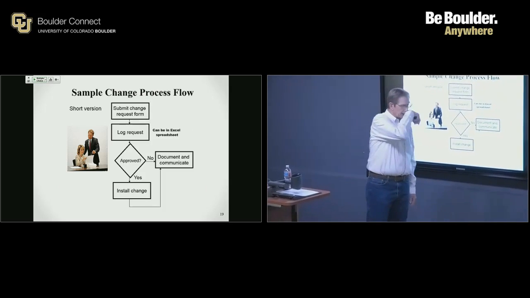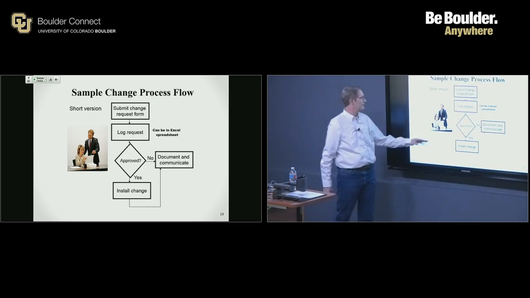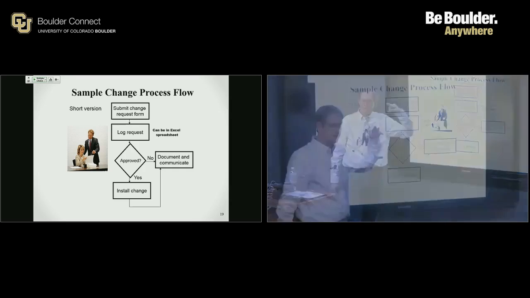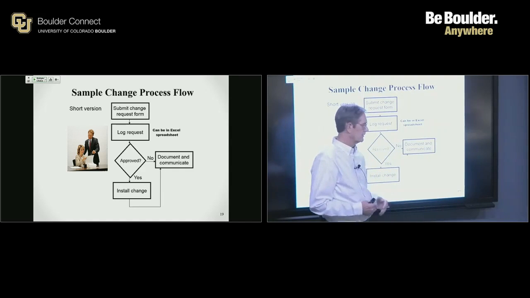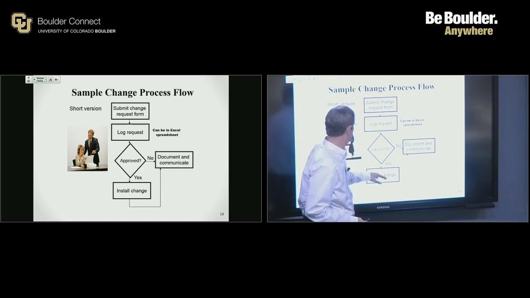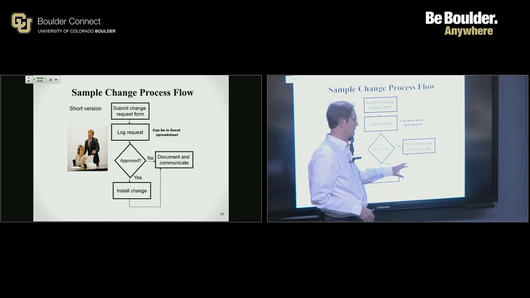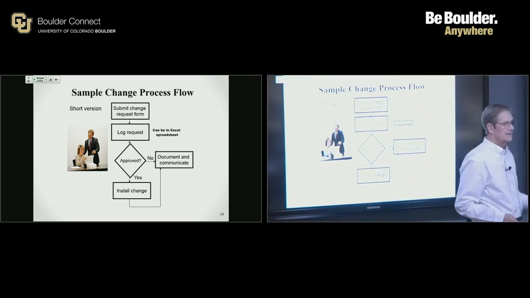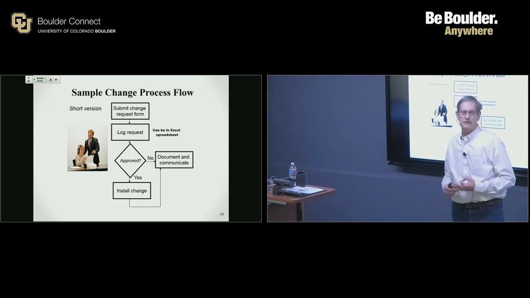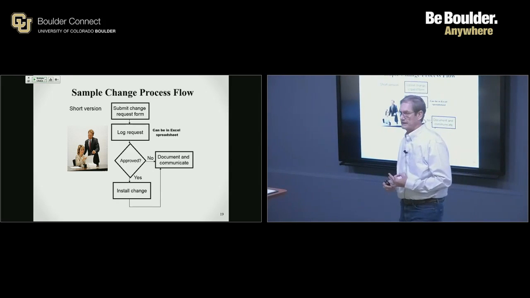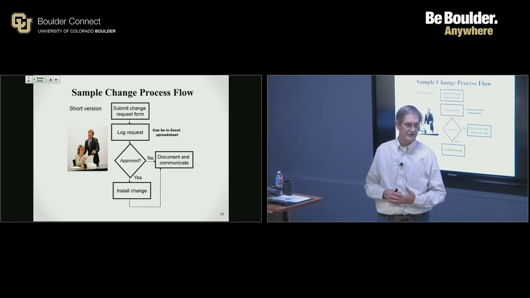Here's a sample, and I actually used this on a real project, a sample flow chart of a change process. This is what I call the short version. Basically, it's three primary steps. The request form can be in a Word doc or whatever. Then you log it, could be in an Excel spreadsheet. Then it goes through a review and approval cycle. And then you install the change if approved. Typically there are three responses to a change request: accepted, declined, or deferred. And in any of those three cases, you have to document and communicate the results of that change.